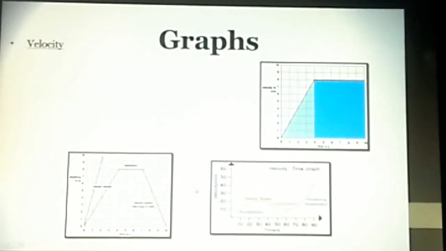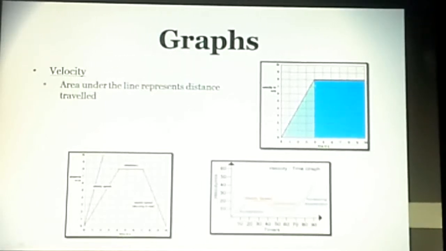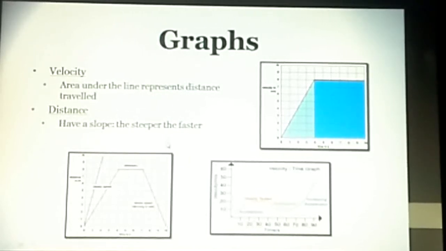Graphs. There are 2 types of graphs. Velocity graphs, where the area under the line represents the distance traveled, and distance graphs, which have a slope, and the steeper the slope, the faster the car is moving or you're moving. If the slope isn't as steep, the car or thing would be moving slower.